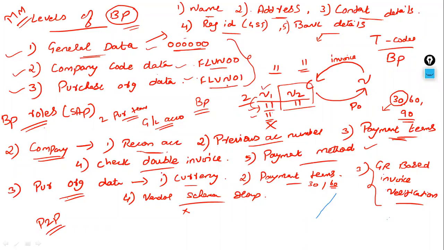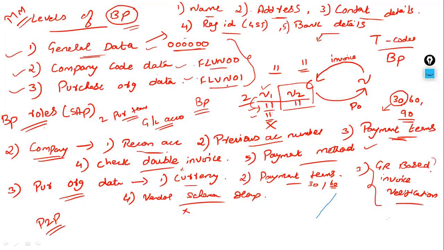And check double invoice. Check double invoice is important because if you post the same invoice number for the same vendor in the system, it will throw an error. For that, you activate check double invoice, and the payment method: how you're going to make the payment to the vendor. Okay, coming to purchase organization data, the order currency is very important. Here also you will see payment terms based on each and every purchase organization team. They can have their own payment terms for a single vendor. And GR based invoice verification.